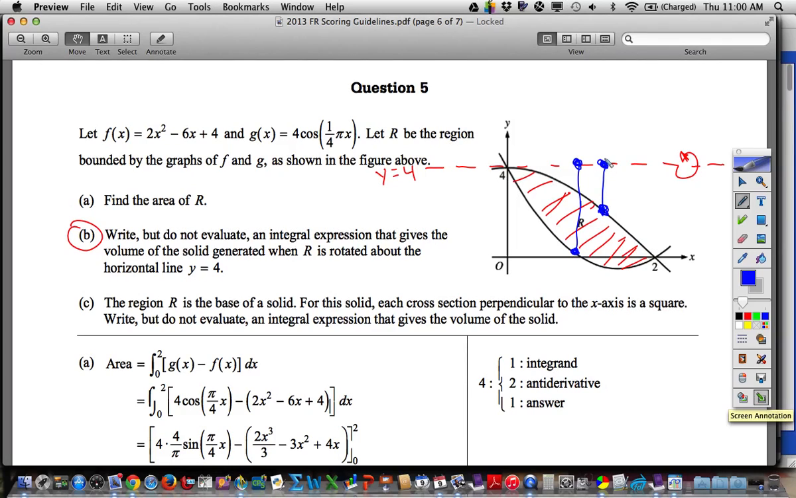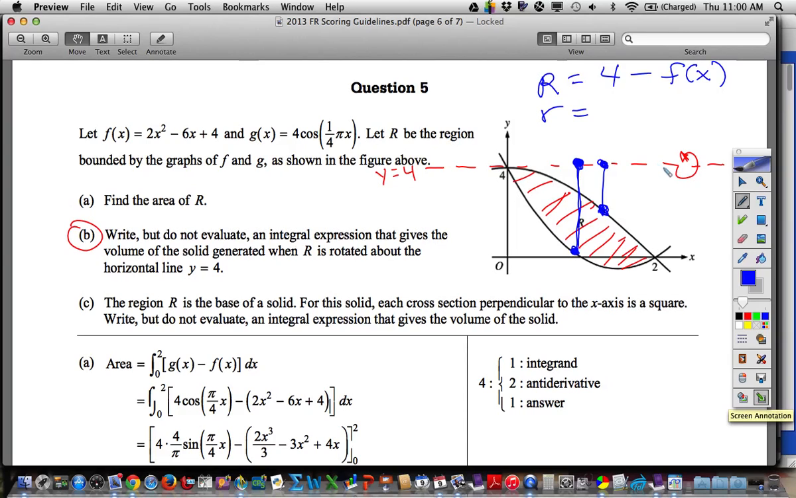Okay, so my outer radius is going to be what? Let's just use F and G here instead of writing the whole thing out. Which one's the top one? G's the top one, isn't it? So the outer radius is the top y value, which is 4, minus the bottom y value, which is this curve, the F graph, right? G's on top, so that's the F graph. Okay, that's the parabola. So it's going to be 4 minus F.